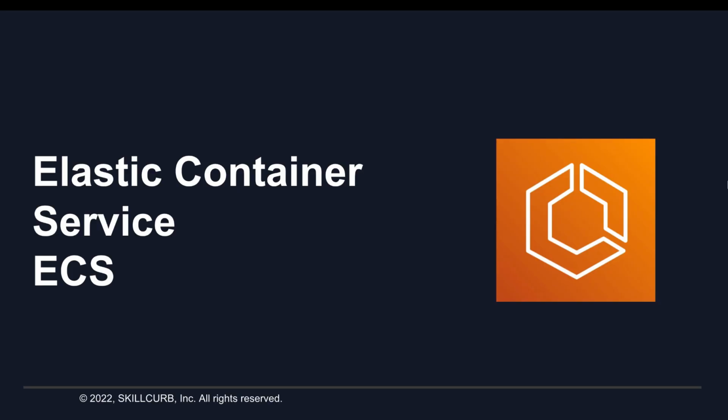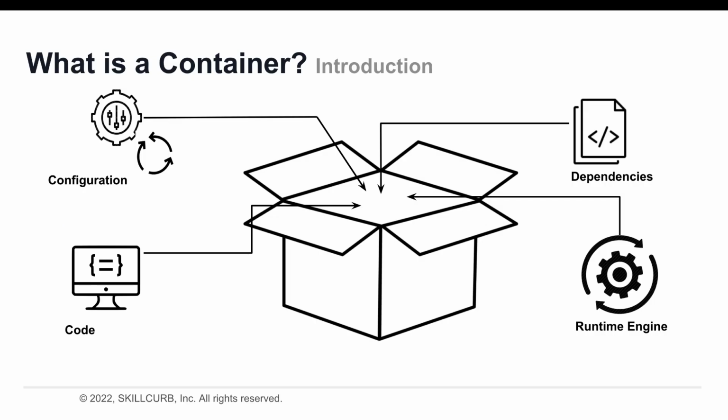Elastic Container Service, ECS. Before we go into the details of Elastic Container Service, we need to understand what a container is. Containers are executable units of software in which application code is packaged, along with its libraries and dependencies, so it can be run anywhere, whether on the desktop, traditional information technology, or the cloud. Containers can be considered like virtual machines, but they're quite different, and we will discuss the differences very soon.